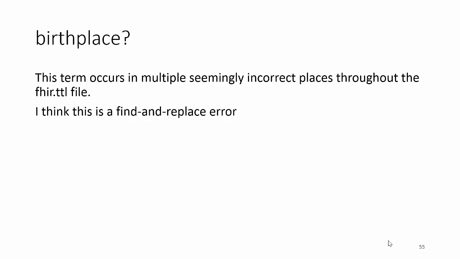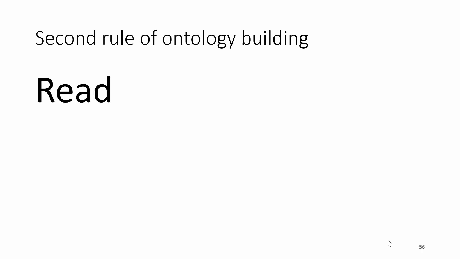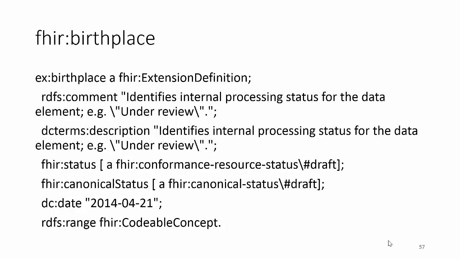So just as a friendly gesture, I would check the use of the word birthplace. I think it doesn't make any sense where it occurs. So a birthplace is not something which is documented by a sequence ontology term. Maybe the birth genetics might be, but not the birthplace. All right, so the second rule of ontology building is read. The first rule is think. This is another birthplace. It seems random. I have no idea what it means, but it seems to be in the wrong place. It's not anyway.